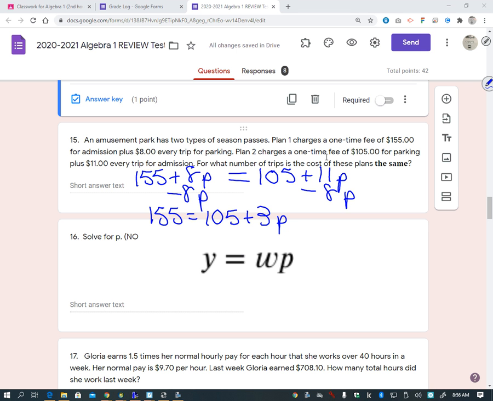Subtract 105 from each side. What's that leave you with? 155 minus 105 is 50. Okay, so 50 equals 3P. Now what? Divide by 3. What's 50 divided by 3?